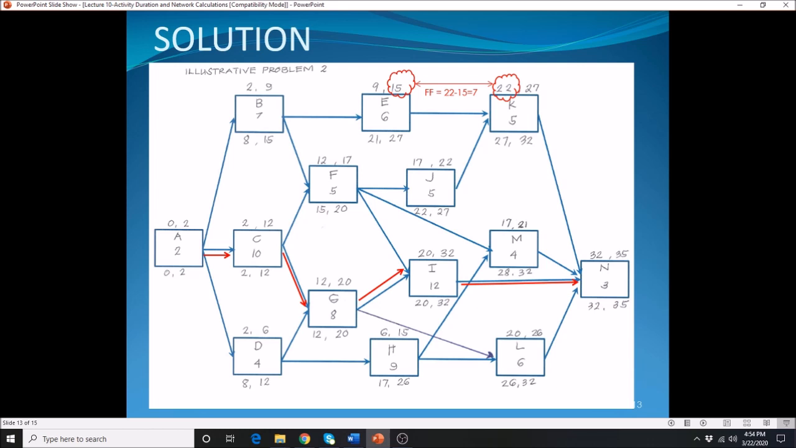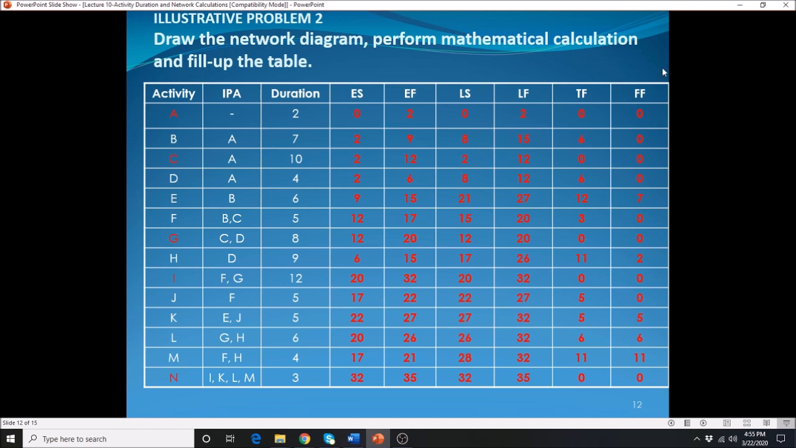Okay, the total float is available for those that are not critical activities. In this case here, you must have total float for your B, your E, your F, your D, your H, your J, your K, your M, and your L. So those are the activities that have the total float. Again, how do we calculate the total float? It is just the difference between the bottom value minus the top value. 8 minus 2. Alright, so that is how you calculate your TF.